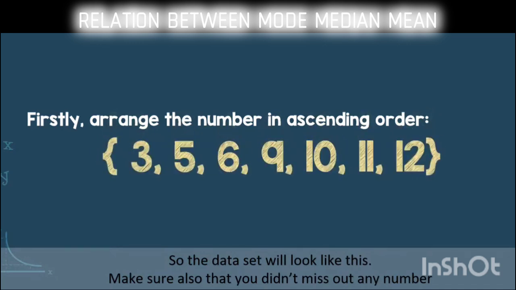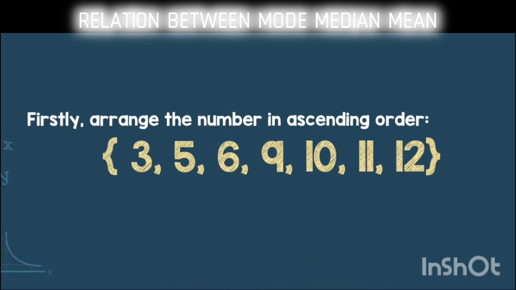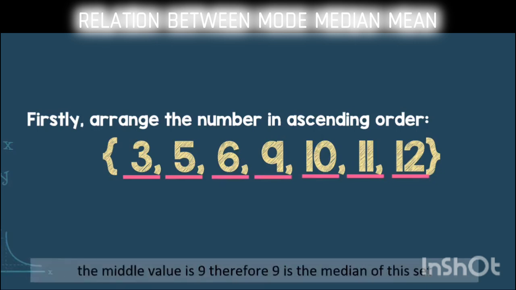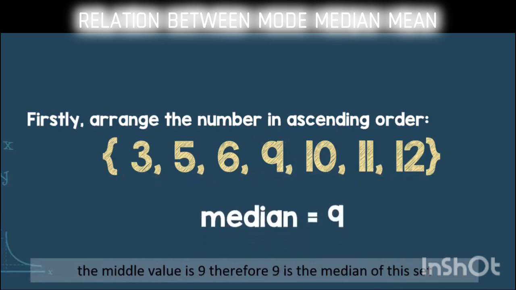Make sure also that you don't miss out any number when arranging the numbers. As we can see, there are 7 values in this dataset, and the middle value is 9. Therefore, 9 is the median of this set.